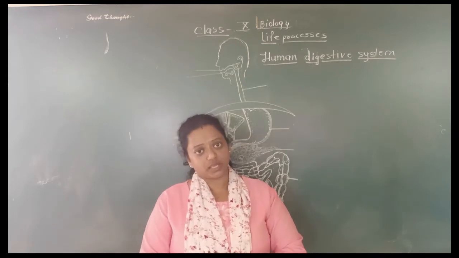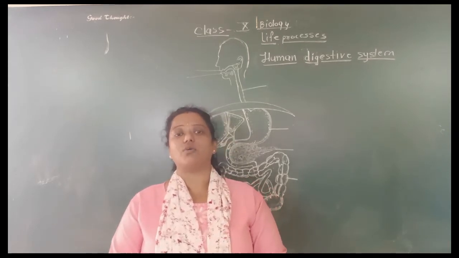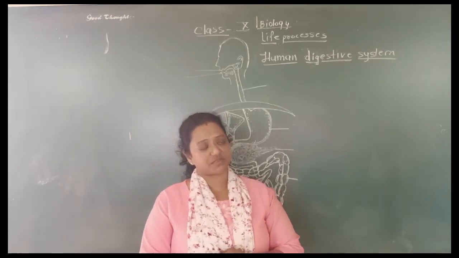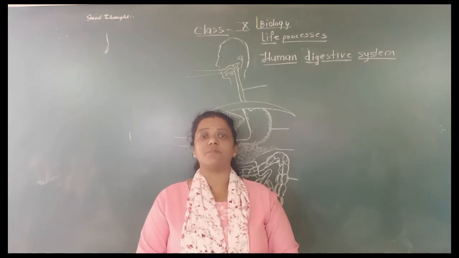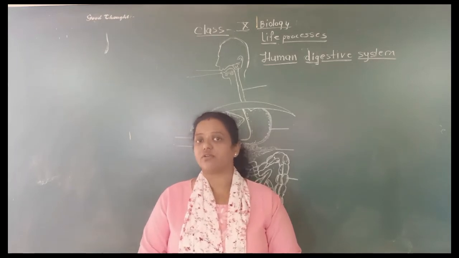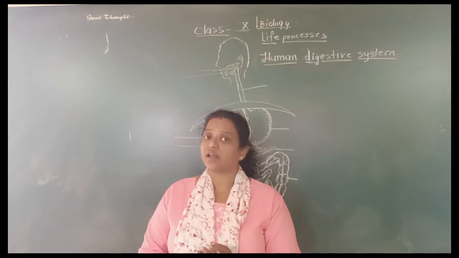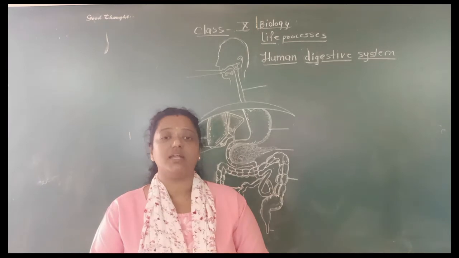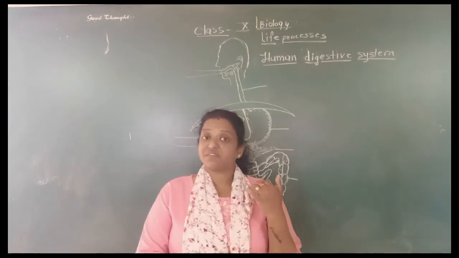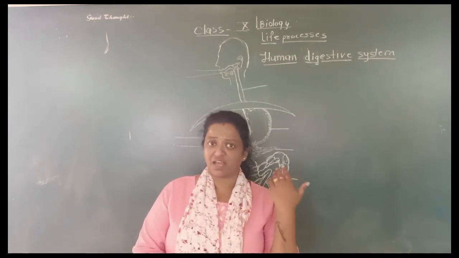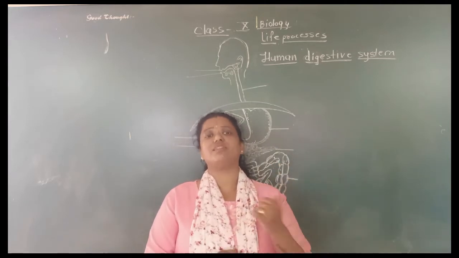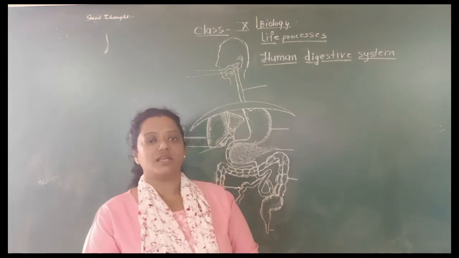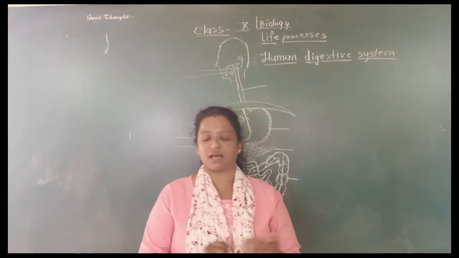easier for you. Okay, so today we are going to talk about nutrition in human beings. Nutrition in human beings, students: we are following the heterotrophic mode of nutrition, which means we are unable to prepare our own food. We have to depend on someone else for food. Because we are unable to prepare our own food, we take food from someone else, especially from plants and some animals, because we are omnivores, meaning plants and animals are our food, right?